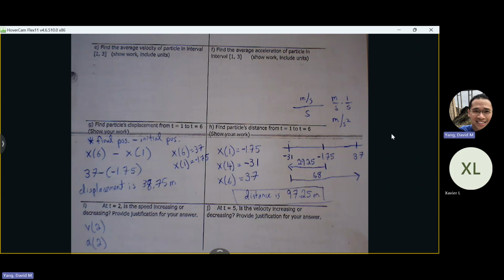Did you also try part C for number 7 on page 35? Yeah.